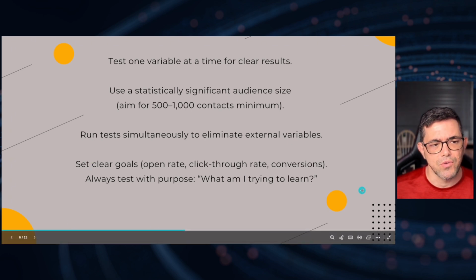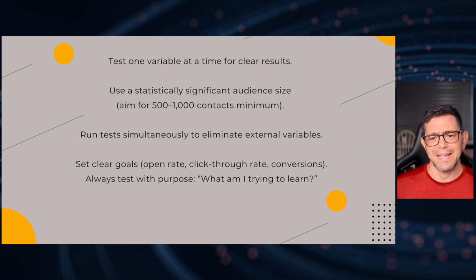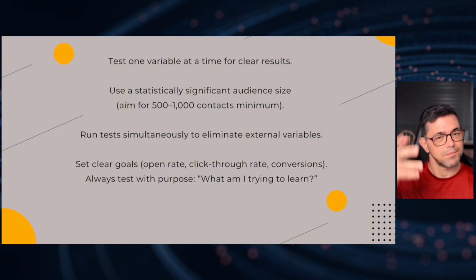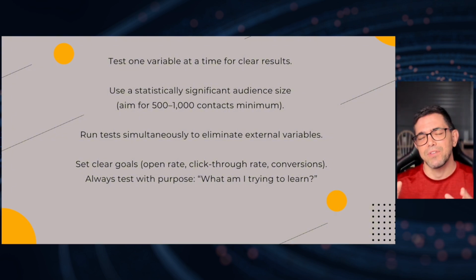Next, run tests simultaneously to eliminate external variables. When it comes to A/B testing, you don't want to say, all right, today I'm going to test variant A, and then tomorrow I'm going to test variant B. You want to test them at the same time. You're going to have A and B, and you're going to split test, and I'm going to show you that shortly. Then the contacts will go to either version A or B, and that's how you're going to test that.